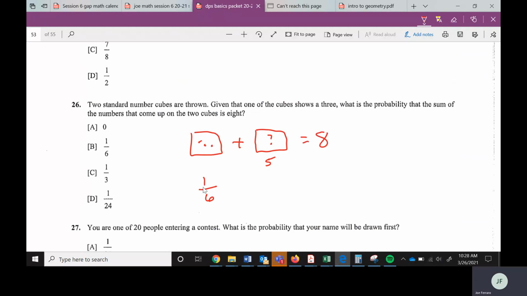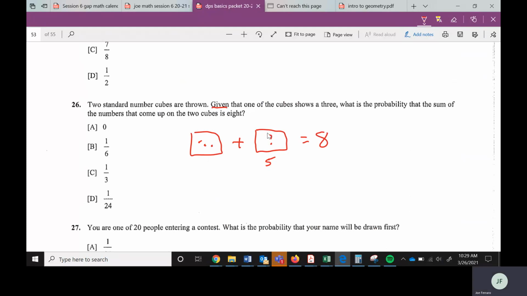We actually don't even need this. It's already given, so we don't need the probability of that happening. Okay, so I read the problem wrong. We don't even need to know the probability of that happening. We just know it's given that the first one is a 3. But this still goes here.